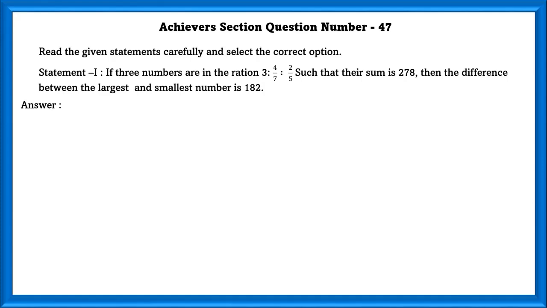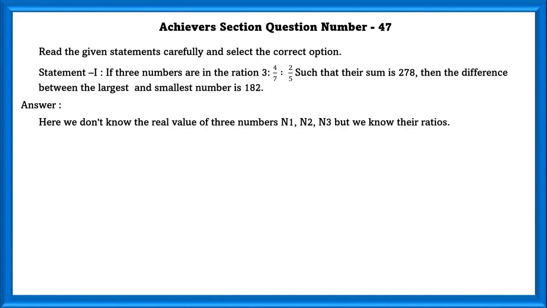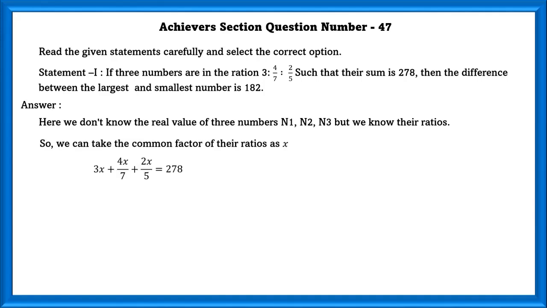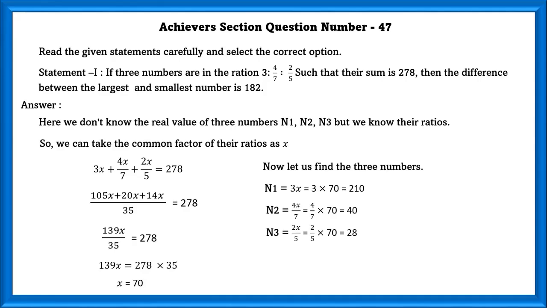Since we don't know the three numbers n1, n2 and n3, but we know their ratios, we can take x as their common factor. So 3x plus 4x by 7 plus 2x by 5 is equal to 278. Using this, we can find the value of x, that is 70. Now using this value of x, we can find the three numbers. As we can see here, the largest number is 210 and the smallest number is 28. So the difference between these two numbers is 182. Thus the statement is correct.